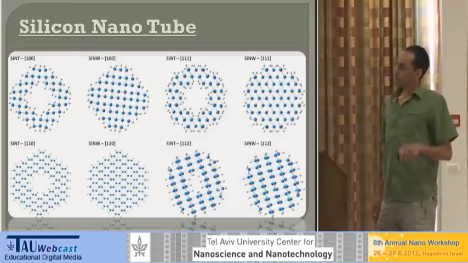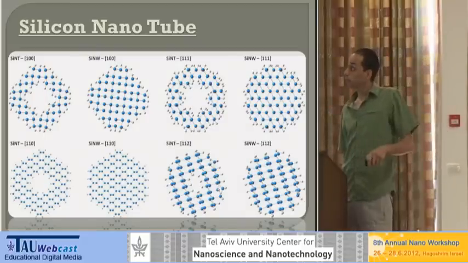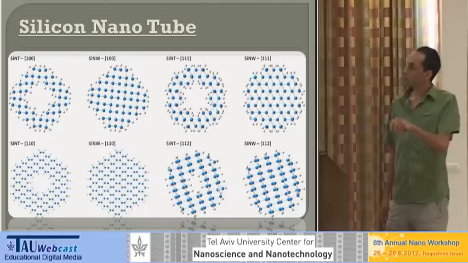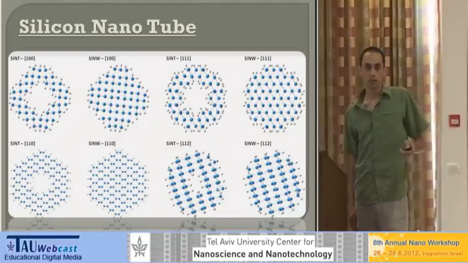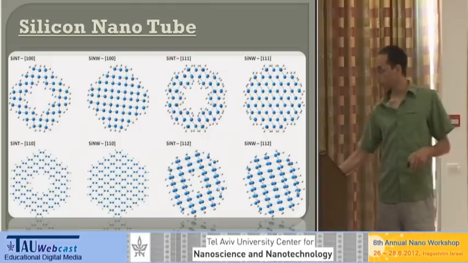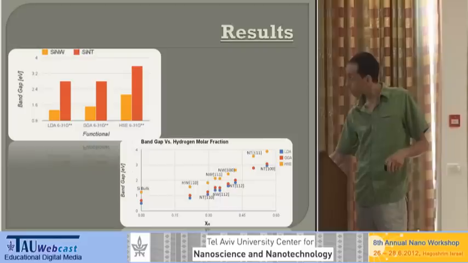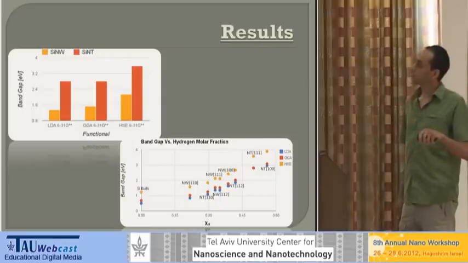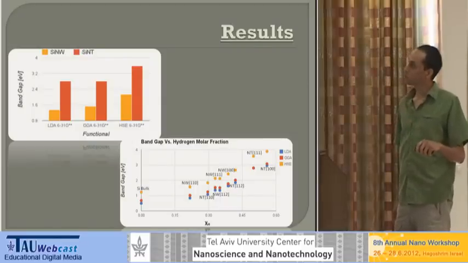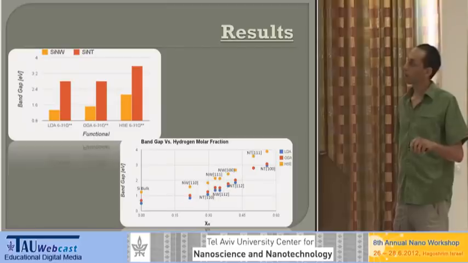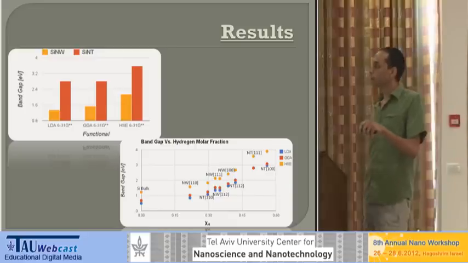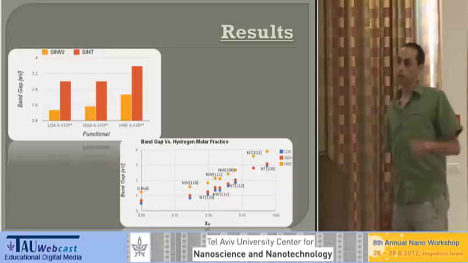We have used a DFT calculation to calculate the four couples of silicon nanotubes and silicon nanowires, each one in a different growth orientation of the silicon lattice. The results show that for each couple of silicon nanowire and silicon nanotube, the silicon nanotube will have a bigger band gap. This is with three different functionals of the DFT. And the silicon nanotube will be a little bit less stable.